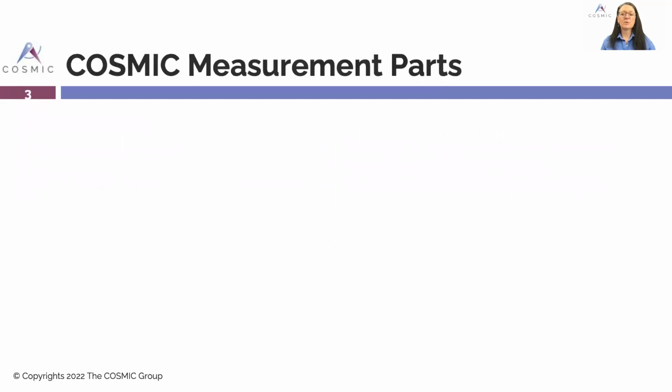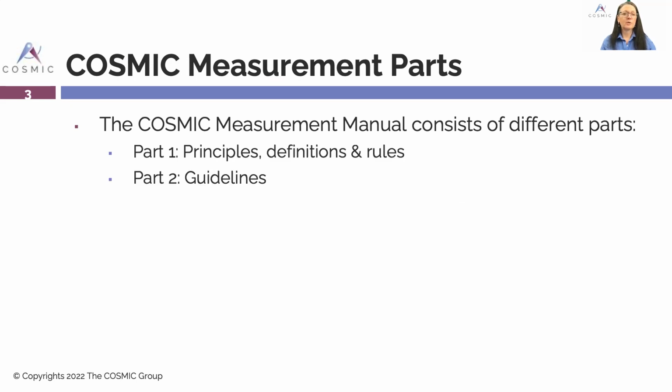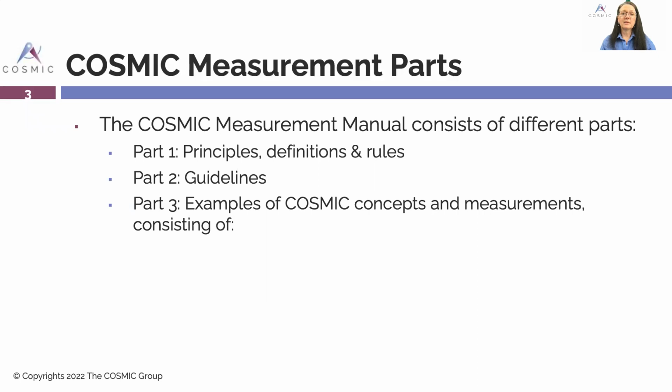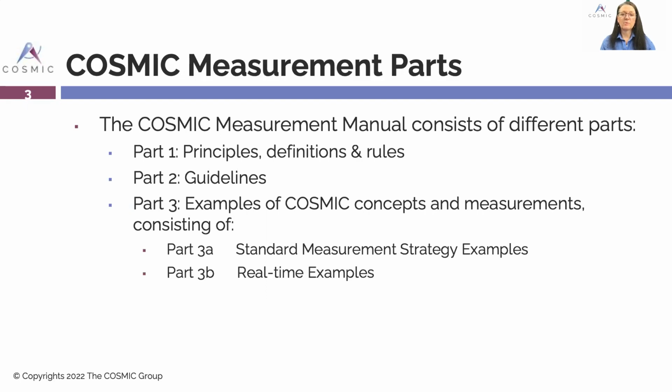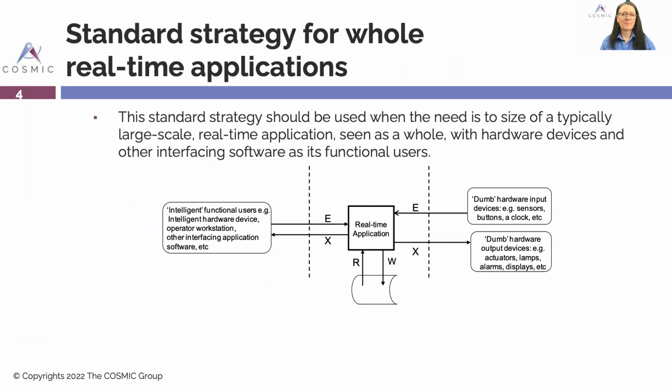Now, the COSMIC Measurement Manual comes in different parts. Part 1, Principles, Definitions and Rules. Part 2, Guidelines to implement those described in Part 1. And Part 3, Examples of COSMIC Concepts and Measurement, consisting of Part 3a, Standard Measurement Strategy Examples, Part 3b, Real-Time Examples, and Part 3c, MIS Examples. Now, this presentation is about the real-time examples.